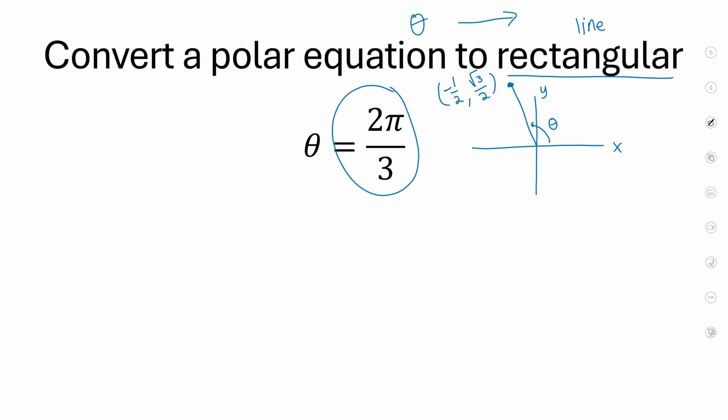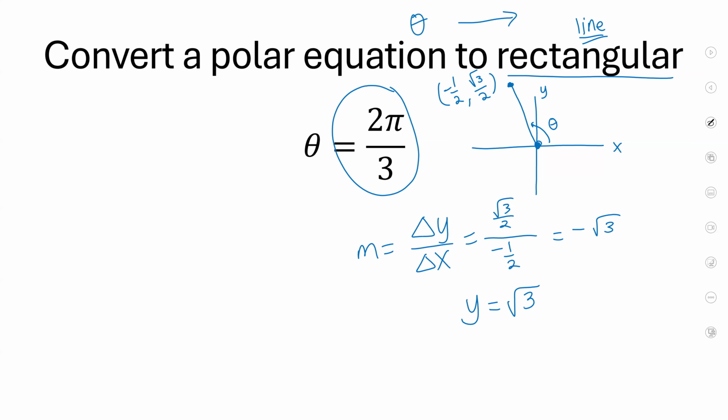Okay, so let me remind you guys, if this is going to become a line, I'm going to remind you of how to get the slope. So this is how you get the slope. You have your other point at the origin. So the change of y is just square root of 3 over 2. And the change of x is negative 1/2. And if you simplify this, you'll get negative square root of 3. So that means this is my slope. Remember it's mx plus b, and your b value is just 0, your y-intercept. So this is your equation.